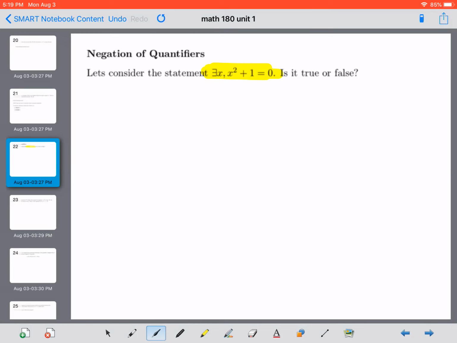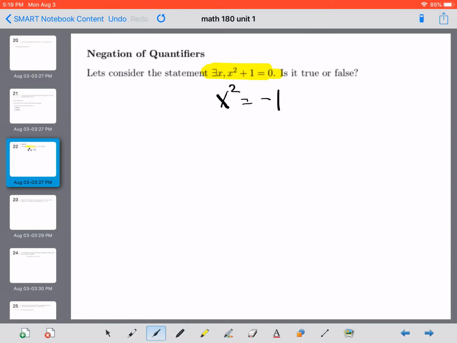So this is asserting that there exists a real number x such that x squared plus 1 is equal to 0. Is this true or is this false? Well, we've seen that to show that this is true, we would need to find a particular x value that makes x squared plus 1 equal to 0. In other words, we need an x value such that x squared is equal to negative 1.